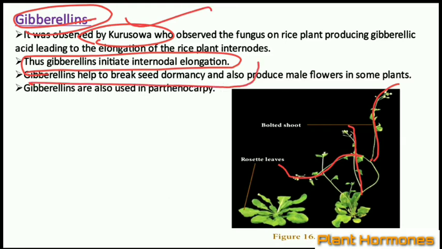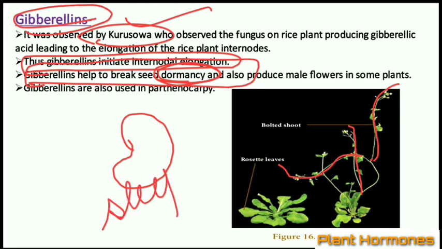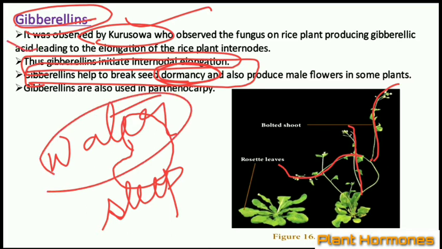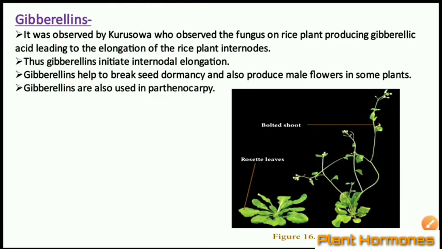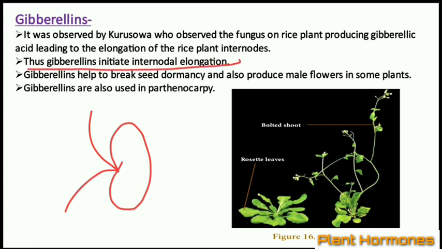Gibberellin also breaks the seed dormancy. Suppose you take any seed, the seed is going to be dormant. This seed is in a sleeping condition unless it gets water. When it gets water, gibberellin hormone is produced, and this gibberellin hormone makes the seed germinate. So gibberellin initiates internodal elongation and breaks the seed dormancy.